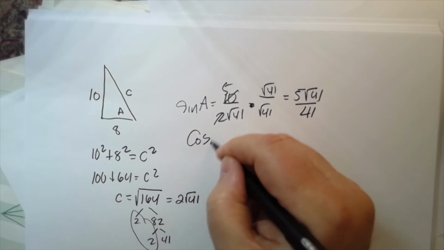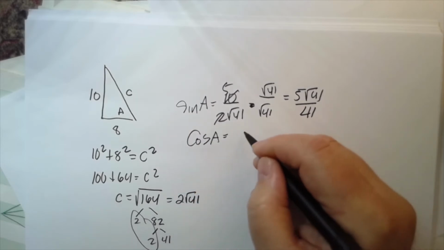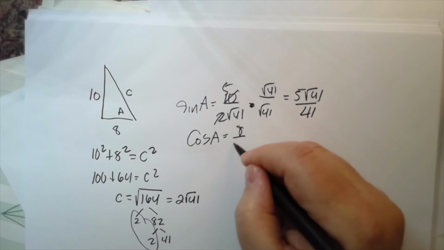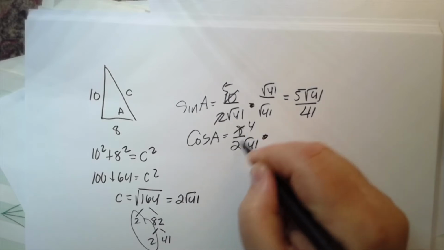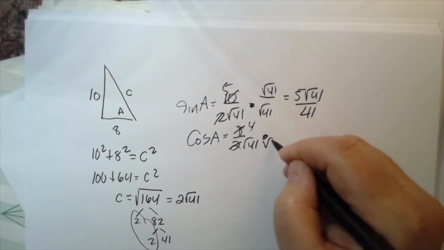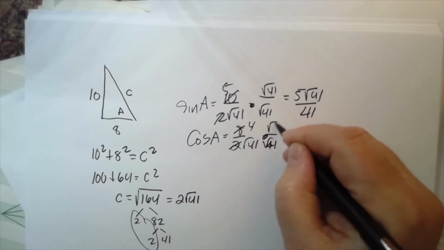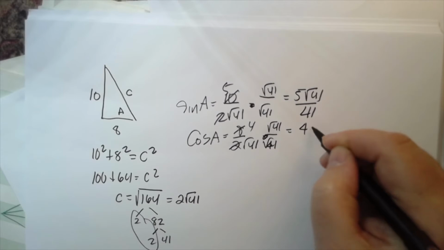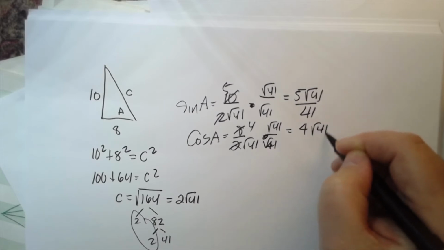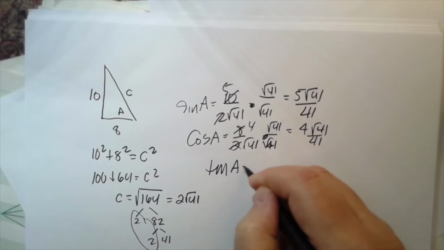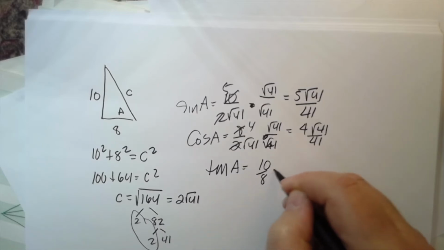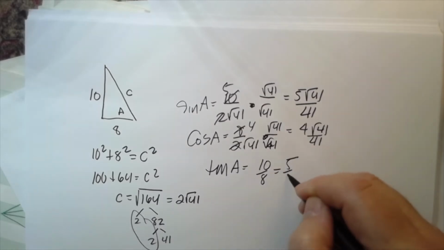If I have the cosine of A, that would be 8 over 2 square root of 41. Well, that's just a 4, so this rationalizes the denominator. So I get 4 square root of 41 over 41. Tangent of A, that would be opposite over adjacent, which would be 5 over 4.